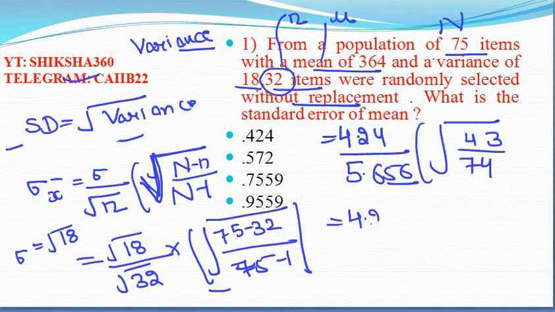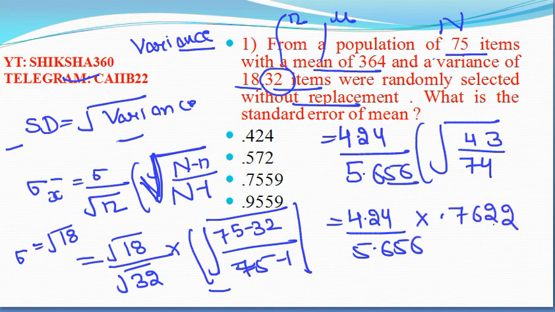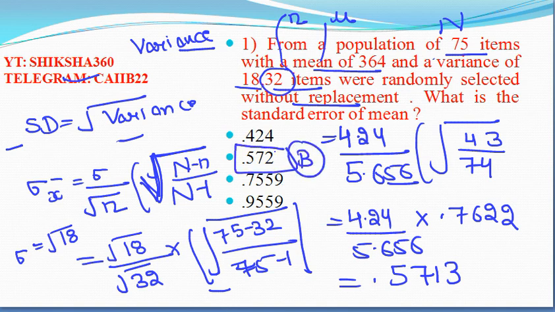So 4.24 upon 5.656 multiplied by 0.7622, which comes out to be 0.7622 multiplied by 4.24 divided by 5.656. So it comes out to be 0.75713. If we check our options, we will get option number B as the answer. In this way they will ask questions in the examination.